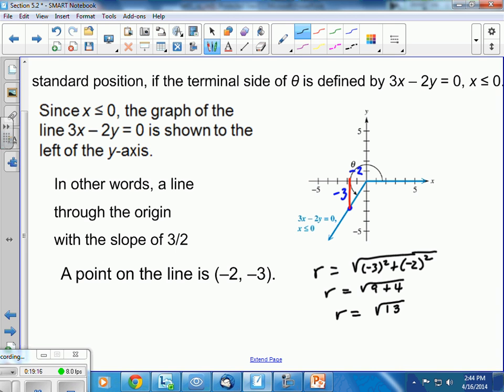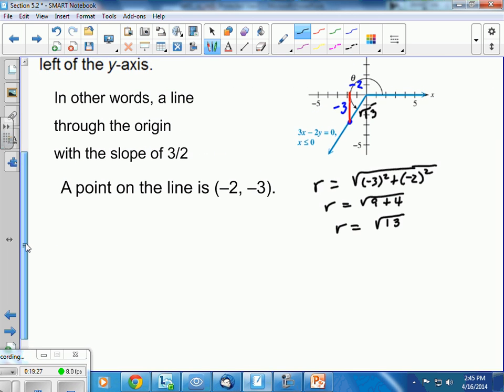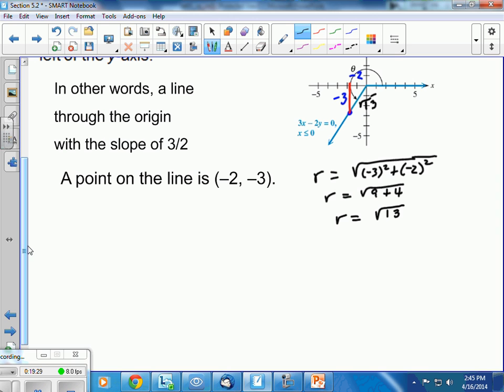Now that I know that the hypotenuse is in fact the square root of 13, I can go ahead and find my 6 trig functions. So I'll start, of course, with sine, cosine, and tangent.